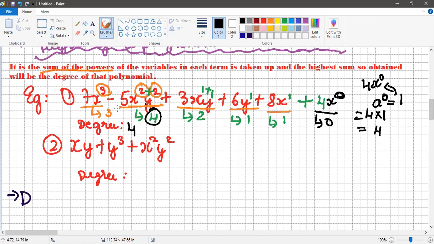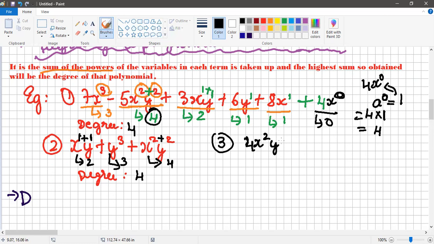Let's see another one. Look here. xy plus y cube plus x square y square. Same law here. Now look here, x raised to 1, y raised to 1. 1 plus 1 will give you nothing but 2. And here, y cube, so 3 is the power. Here, 2 plus 2 will give you nothing but 4. So what is the degree? Again, it is 4 here. Right, so you always have to find out the sum of the powers.